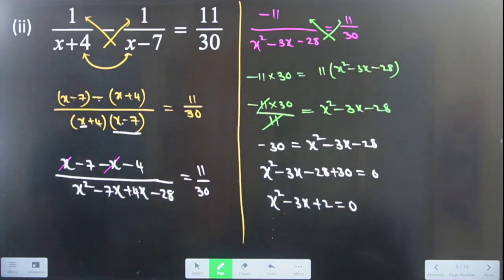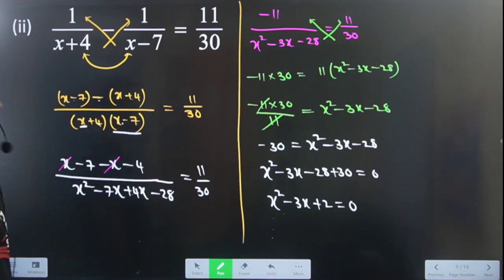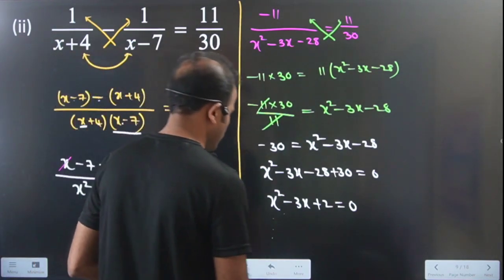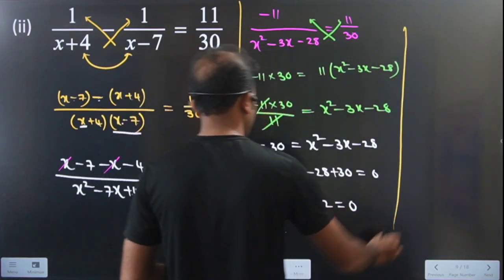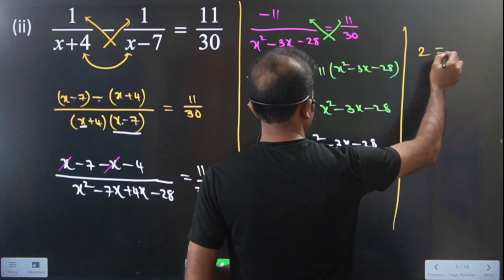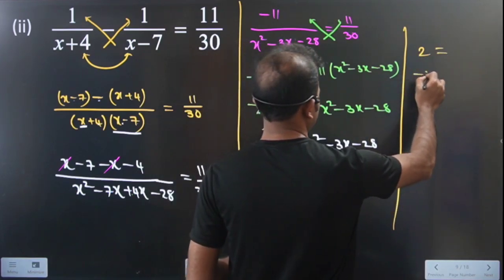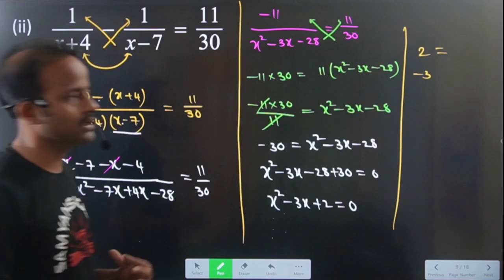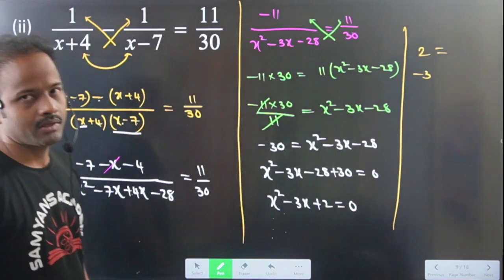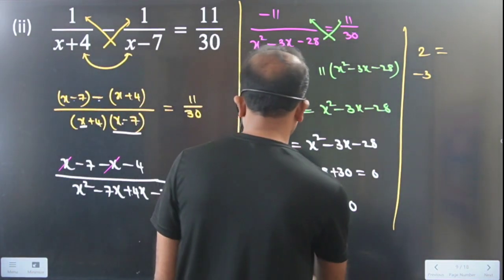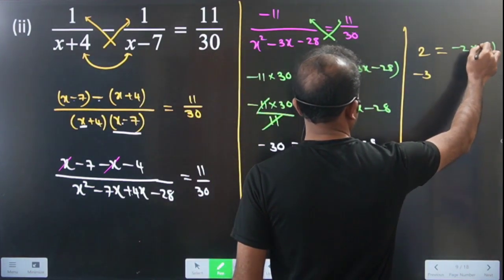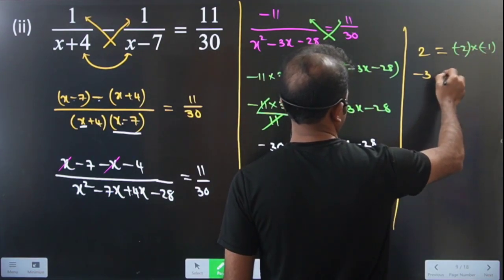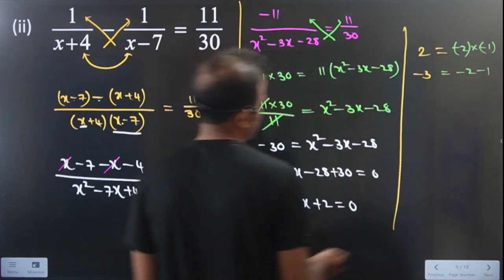Then by using the middle term split, or by using the quadratic formula, we can find the roots. Look, when you multiply the two numbers, you have to get 2. When you add the two numbers, you have to get minus 3. So what are those two numbers? Can you tell? Exactly correct. That is minus 2 and minus 1. Very good. Sorry, not 1, minus 2 and minus 1. Your minus 2 minus 1 is minus 3.